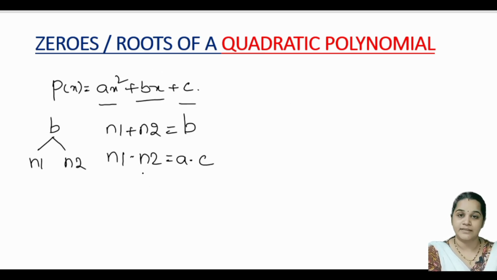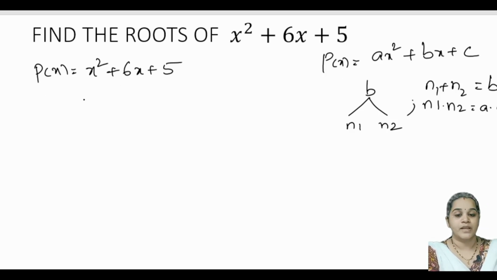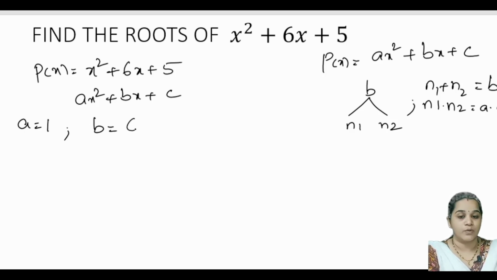Let me explain this with an example. The quadratic polynomial given is p of x equal to x square plus 6x plus 5. On comparing this polynomial with the standard form, ax square plus bx plus c, we get the value of a equal to 1, the value of b equal to 6, and the value of c equal to 5.